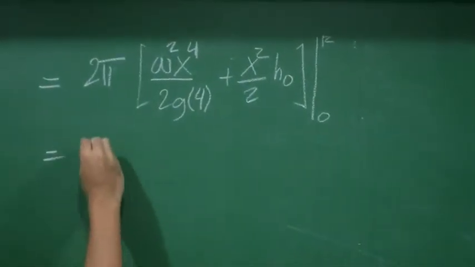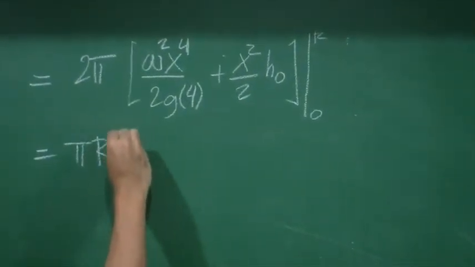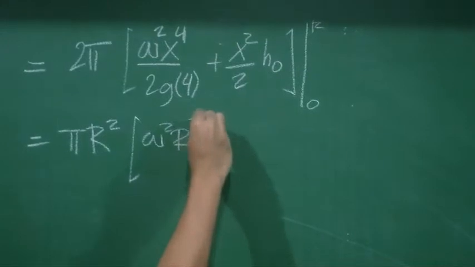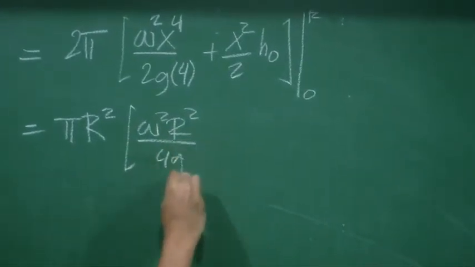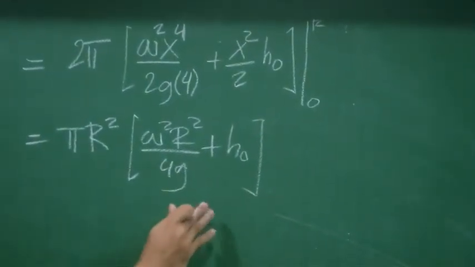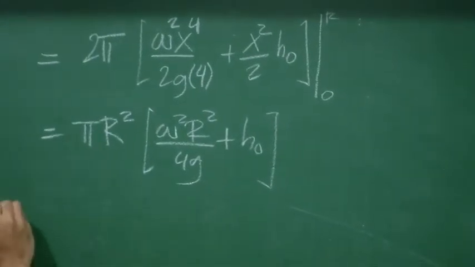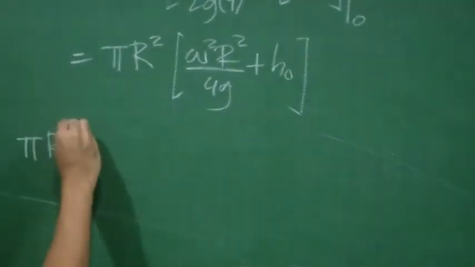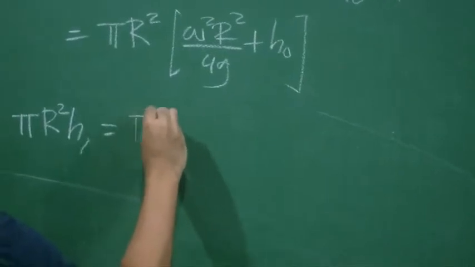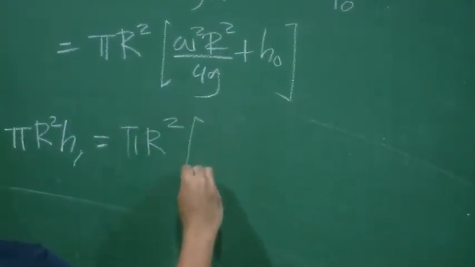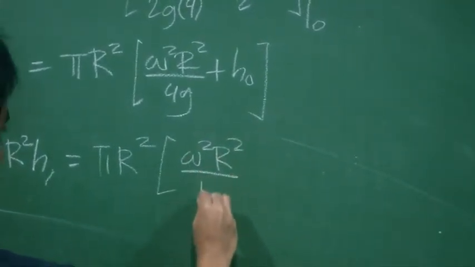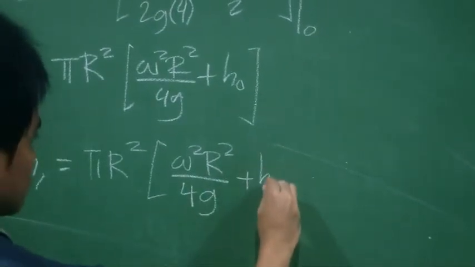So we have the final answer, pi r squared times (omega squared r squared over 4g plus ho). And now we will equate this to our volume. So we have pi r squared h1 equal to pi r squared times (omega squared r squared over 4g plus ho).